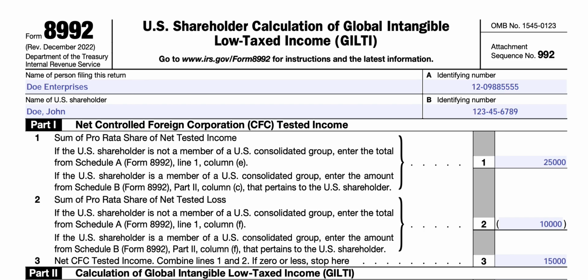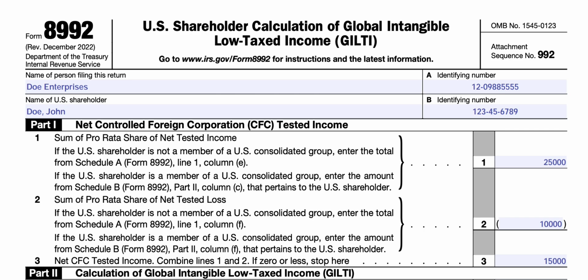We'll be going over IRS Form 8992, U.S. Shareholder Calculation of Global Intangible Low-Taxed Income, otherwise known as GILTI. If you've never heard of this tax form before, that's because it's relatively new. It was created by the Internal Revenue Service as a response to a major change in the tax law from the Tax Cuts and Jobs Act of 2017.